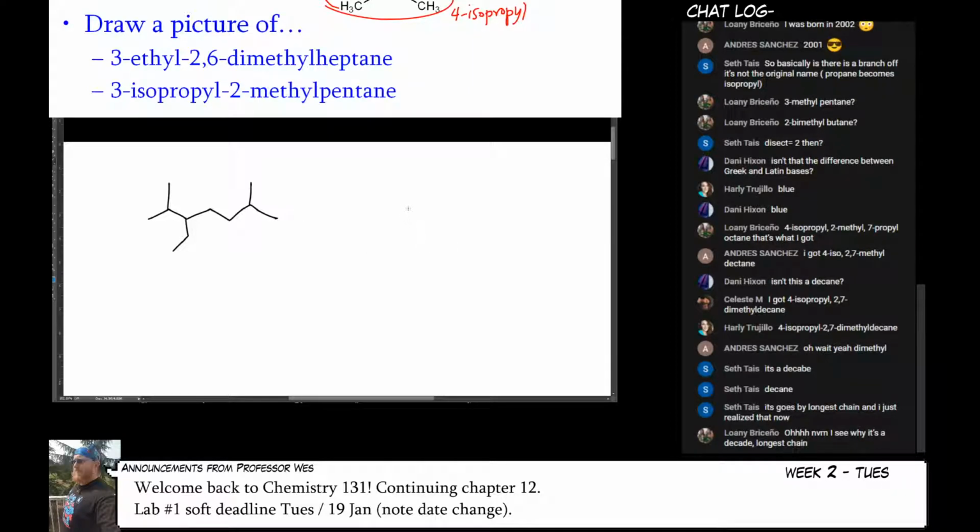How about this next one? 3-isopropyl, 2-methyl pentane. So pentane, we'll start with that. 3-isopropyl, 2-methyl. There you go.